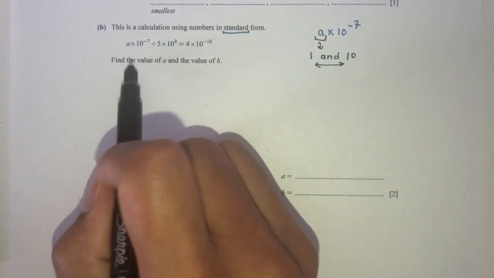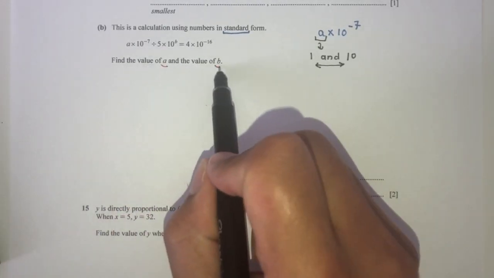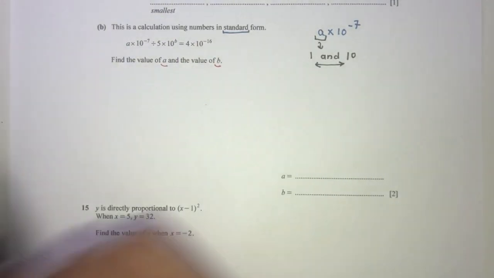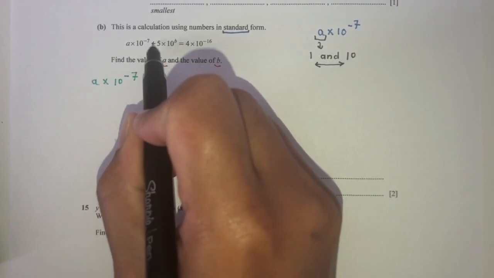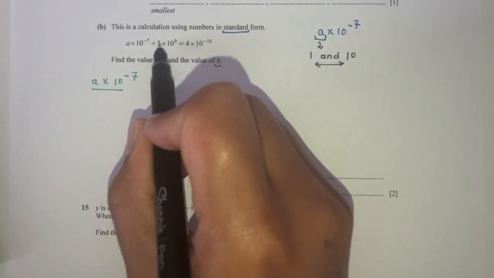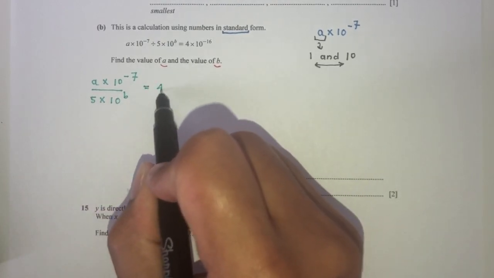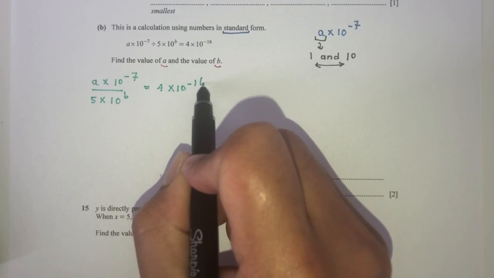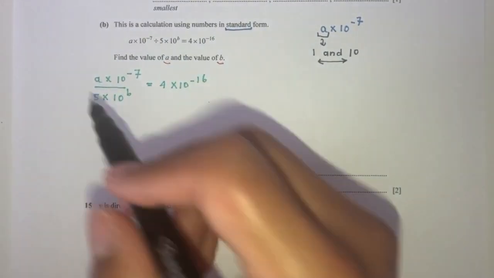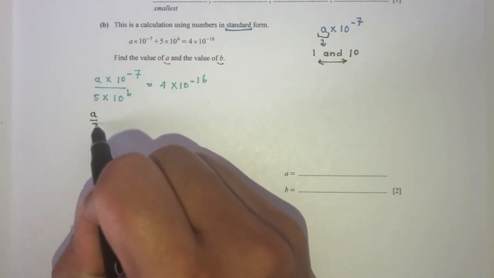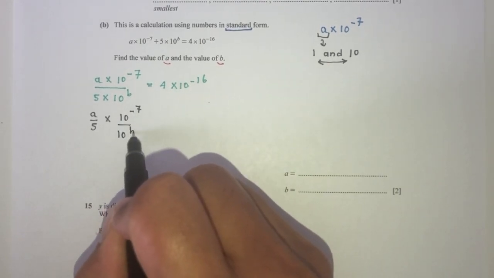Now we have this equation right here: this divided by this equals this. Find the value of a and b. Step by step, as always, here we have a times 10 power minus 7 divided by 5 times 10 power b is equal to 4 times 10 power minus 16. As we have seen before, we will break this down into 2 parts. Here we will have a over 5, and here we will have minus 7, and here we have b.